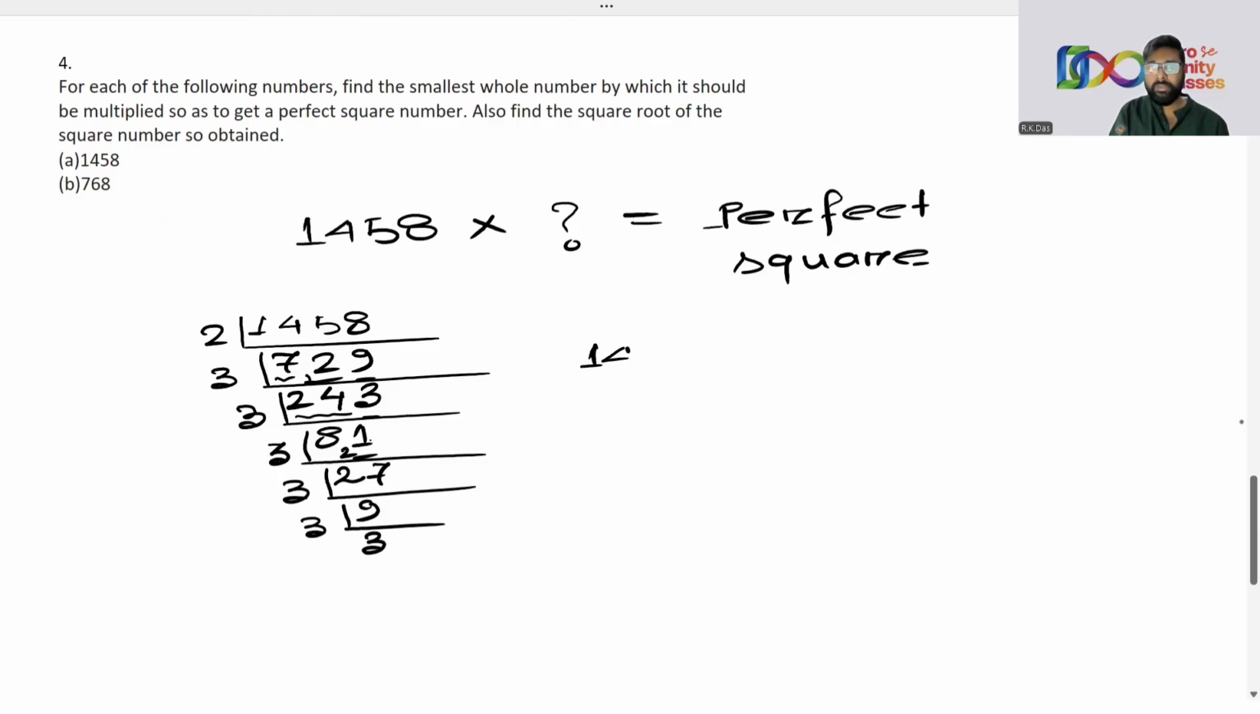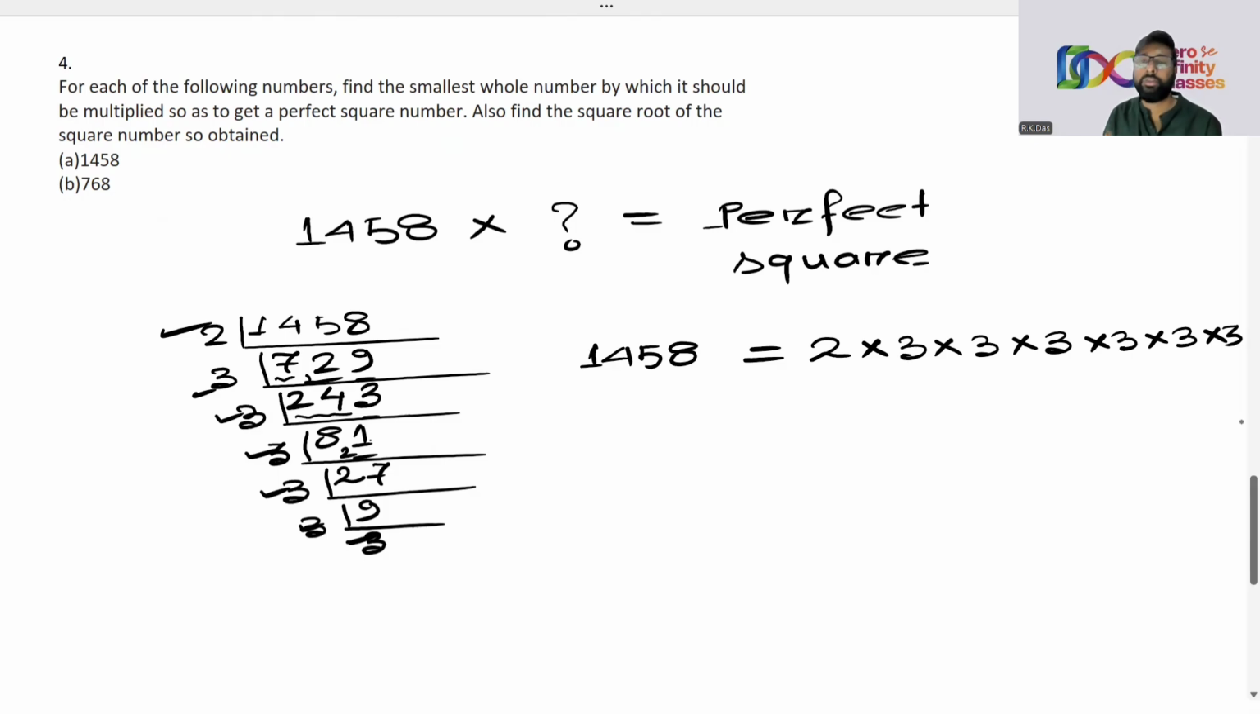So that means 1458 can be written as 2 into, and how many threes are there? 1 2 3 4 5 6. So I'm writing 3 to the power 6, 3 six times. Okay. So if you observe carefully here, this 3 is making a pair, this 3 is also making a pair, and this 3 is also making a pair. But this 2 is failed to make a pair. Okay, it's not making a pair.